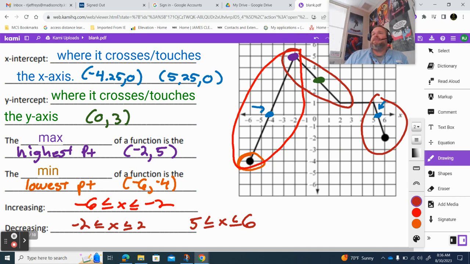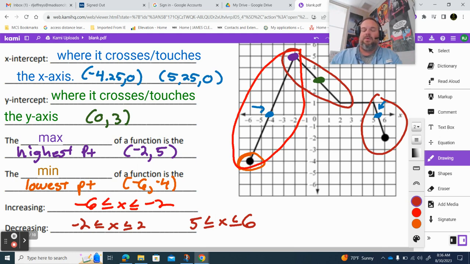Increasing and decreasing is usually the most difficult for students to describe and to understand. They understand that it's going up. They don't understand how to describe that it's only through the x values. They try to put coordinate points.